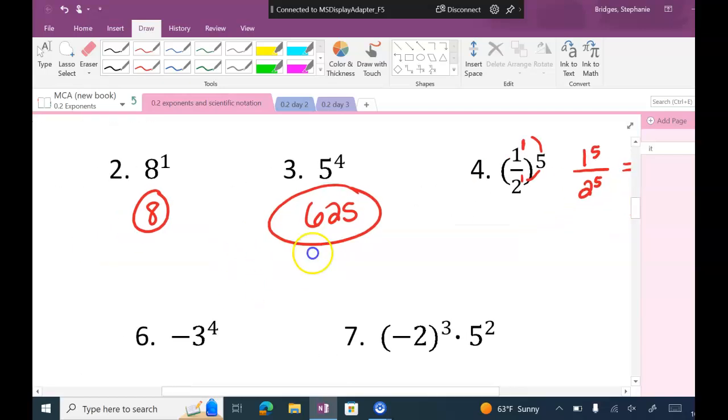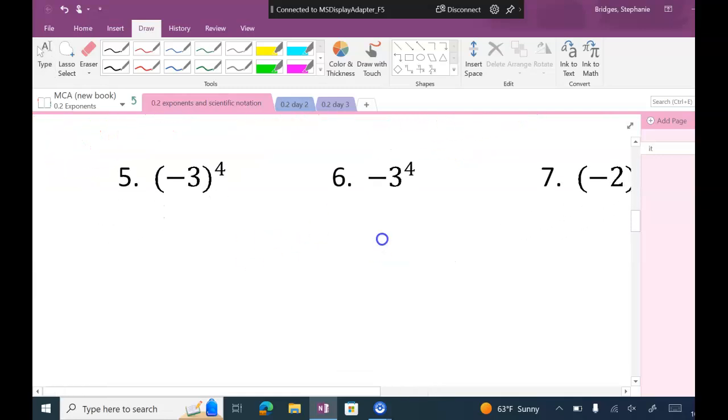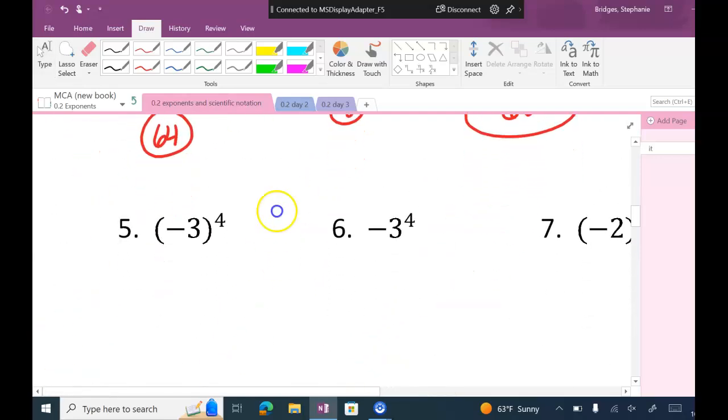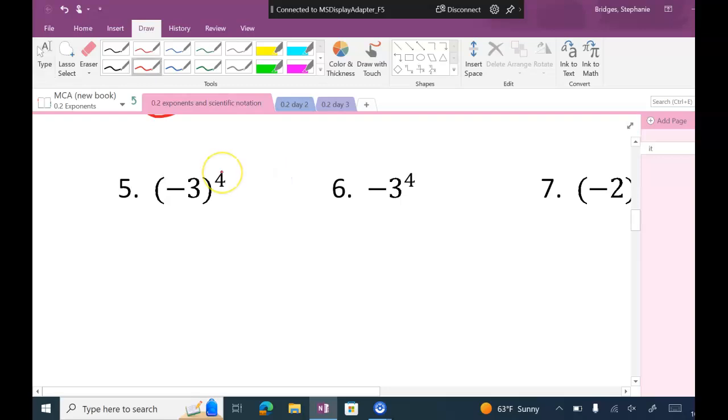Right. Now, let's focus on 5 and 6 for right now, because they are very similar questions, but completely different in the way that we evaluate them. What's the difference in the two? One has parentheses, one does not. Okay. So here's the thing we need to think about: when we're talking about exponents, exponents are attached to whatever is directly to their left. In this case, number 5, the exponent is attached.